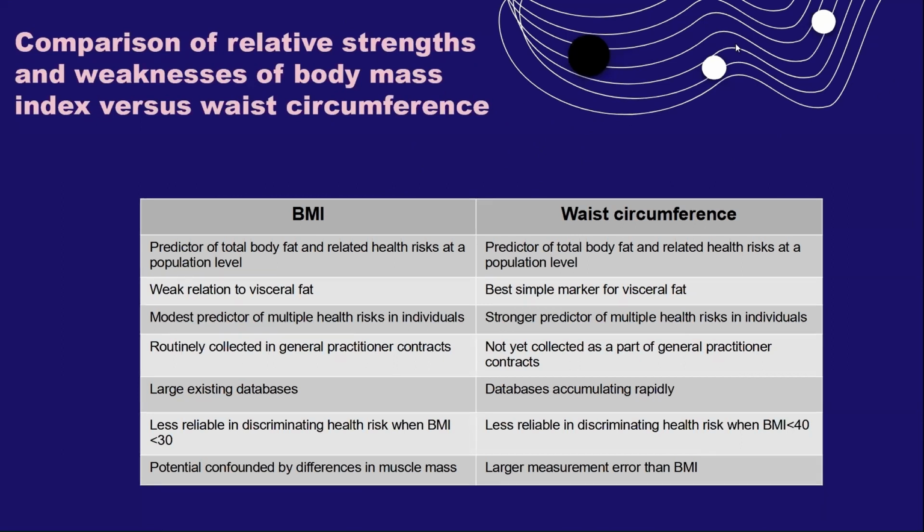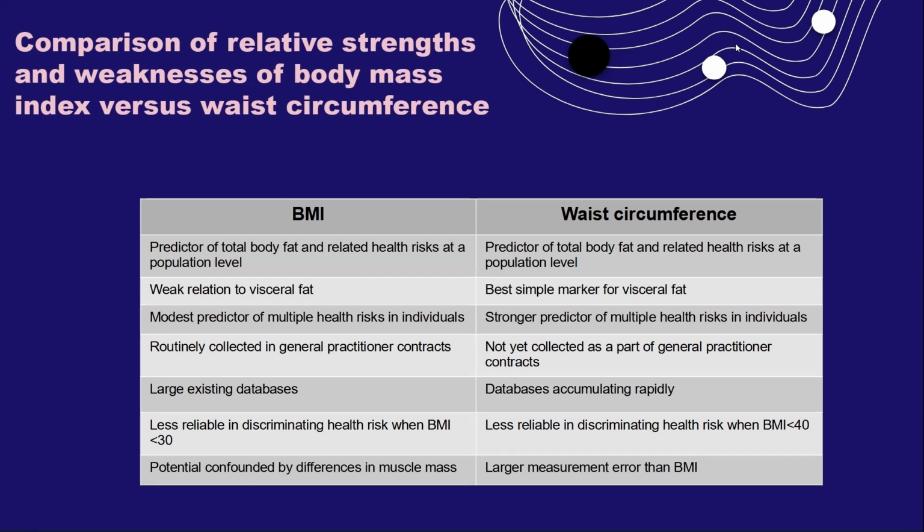This chart is comparing some of the differences between BMI and waist circumference. What are the weaknesses and benefits? And we can see that for waist circumference, we do not have a lot of data. For BMI, we have been using that for a very long time, so we have collected a lot of data for that. The relationship between BMI and visceral fat is weak, as BMI is a measure of overall body weight relative to height and doesn't specifically account for fat distribution.